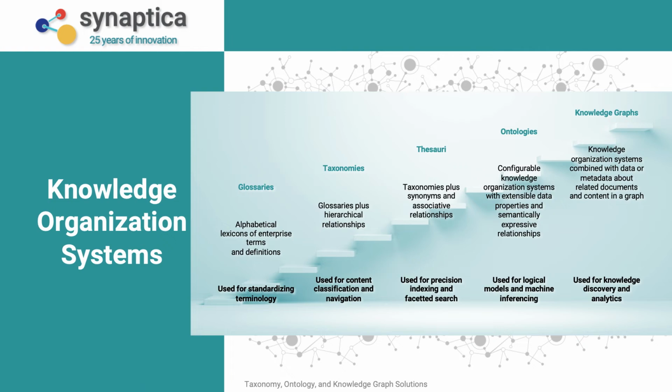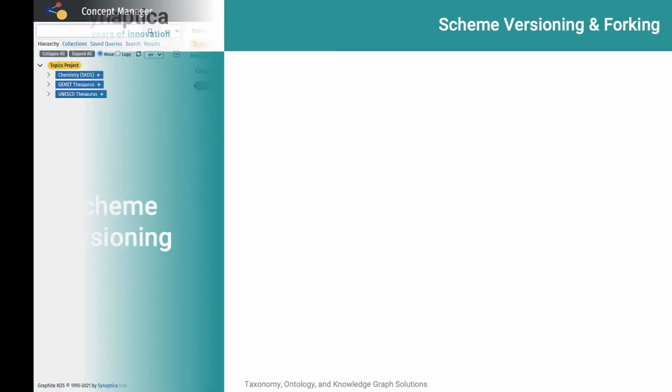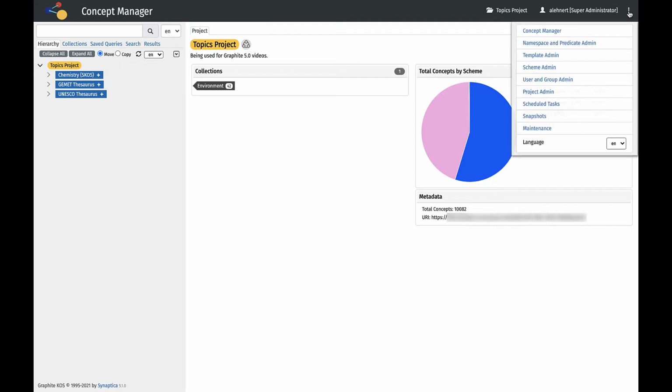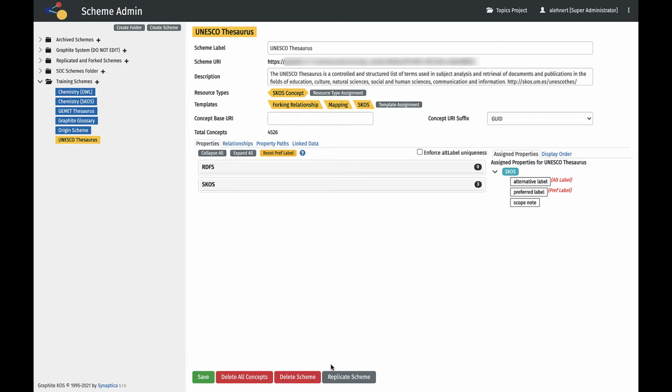Let's look at scheme versioning and forking in Graphite 5.0. In this video, we will briefly cover the scheme admin area, focusing on the versioning and forking of schemes. It is possible to replicate the scheme exactly to create a version, or to fork the scheme to create a completely new version to be used as a template, or to branch the scheme for significant changes.